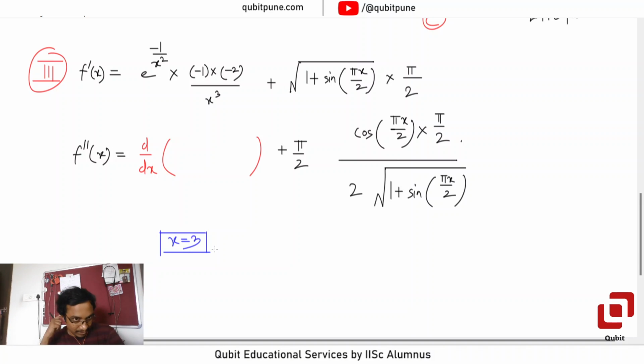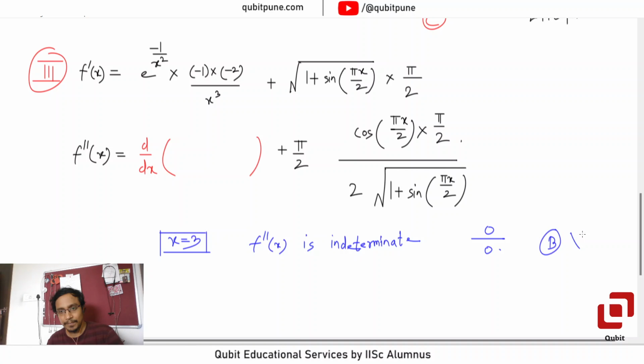Yeah, suppose we take x equal to 3. Yes, f double dash of x becomes indeterminate. है ना, 0/0 हो जाएगा वो. लिमिट निकाल के कुछ फ़ायदा नहीं है, because of this being 0 and this being 0. Yes, so option B is not right.